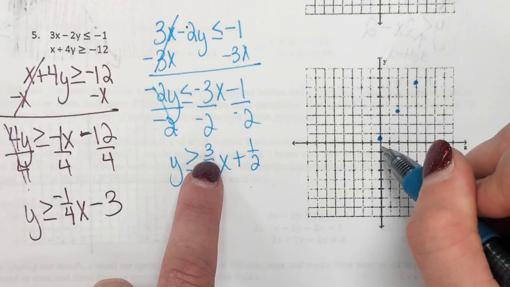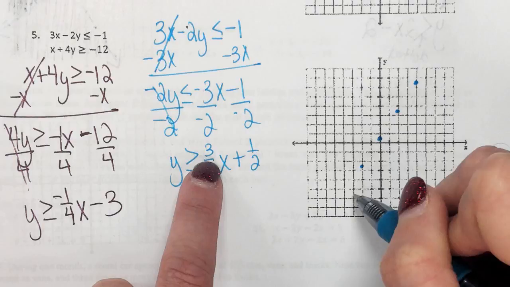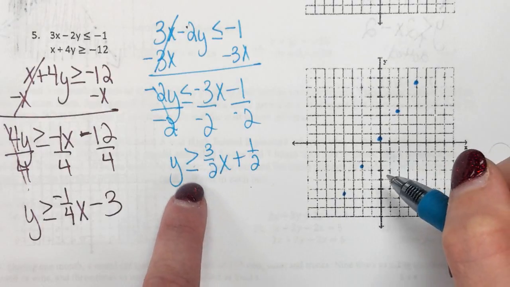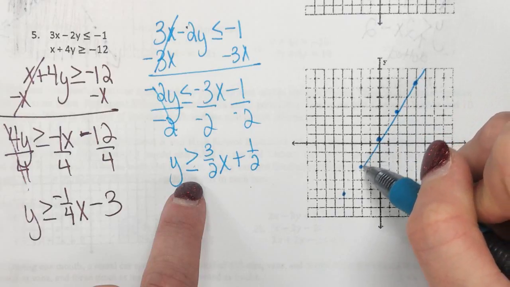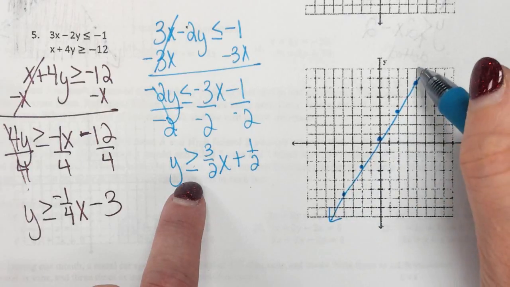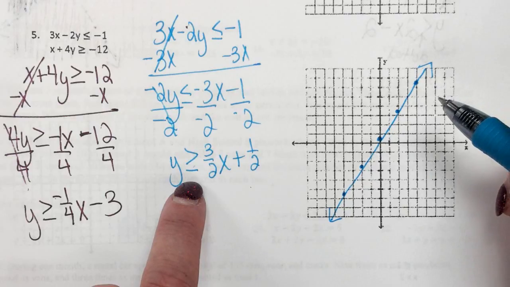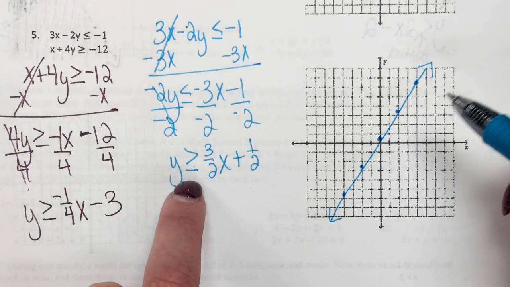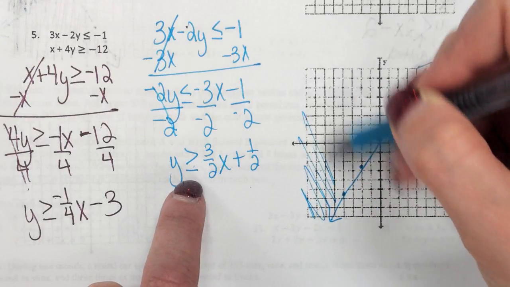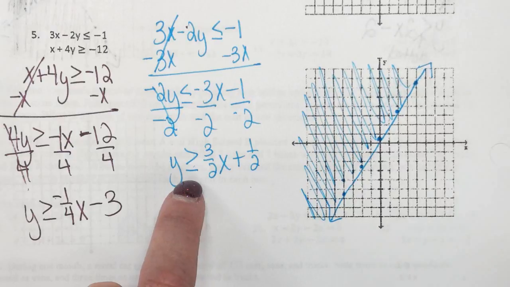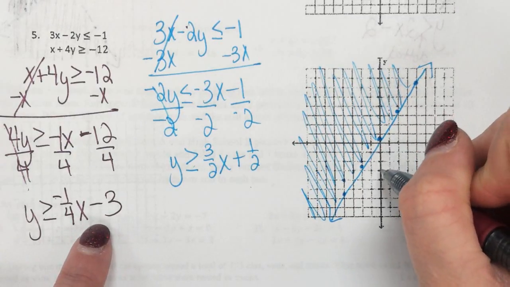All right, we can go down 3, but it's still going to be in the middle. And that one gets a solid line. All right, how's that one shade? Above the line or below the line? Above. Very good. All right, and let's graph the other one.